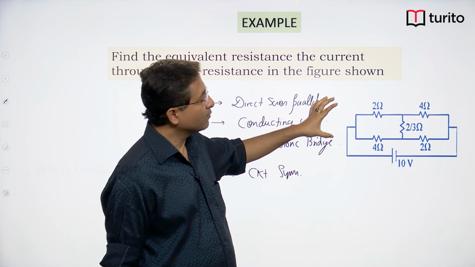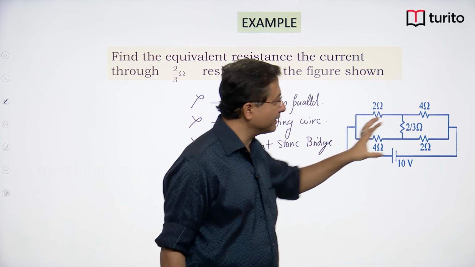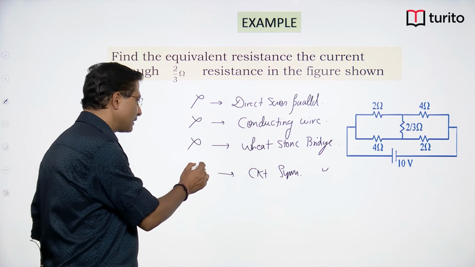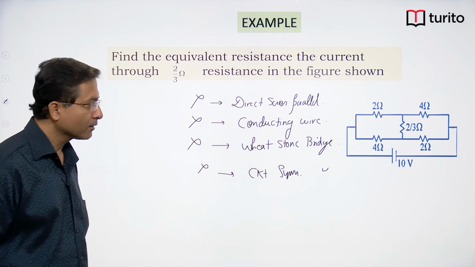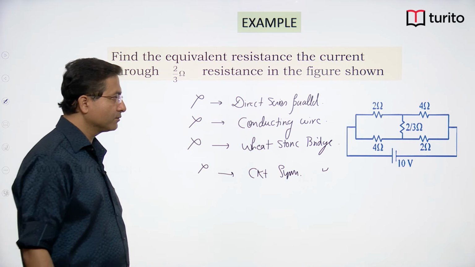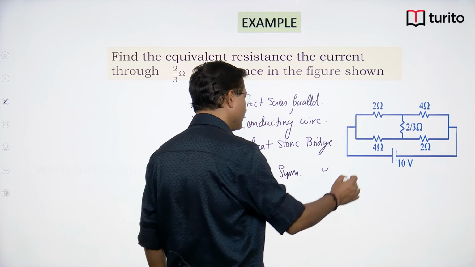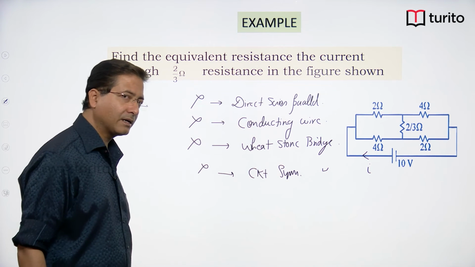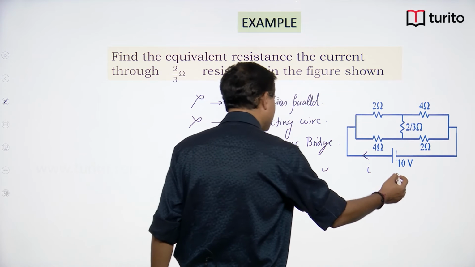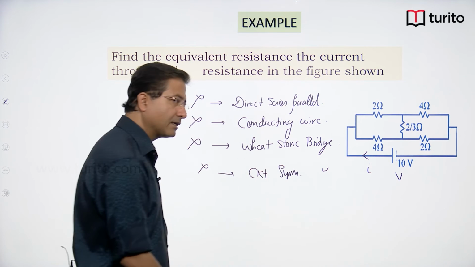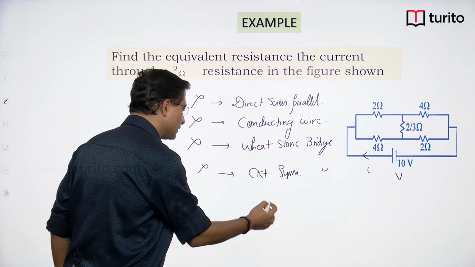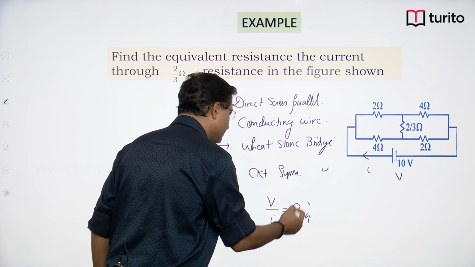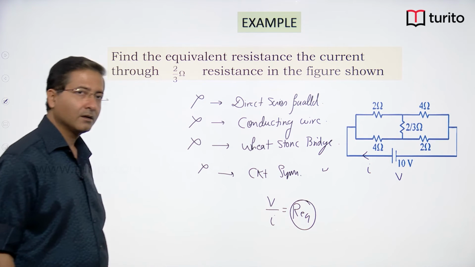But whatever the symmetry, we are not getting any help from it. Though it is there, we are not getting any help. So the last thing we can do is try to get the ratio. If I assume this to be V, later I can substitute the value of V as 10. So V divided by I, whatever I get here, will give me R equivalent.